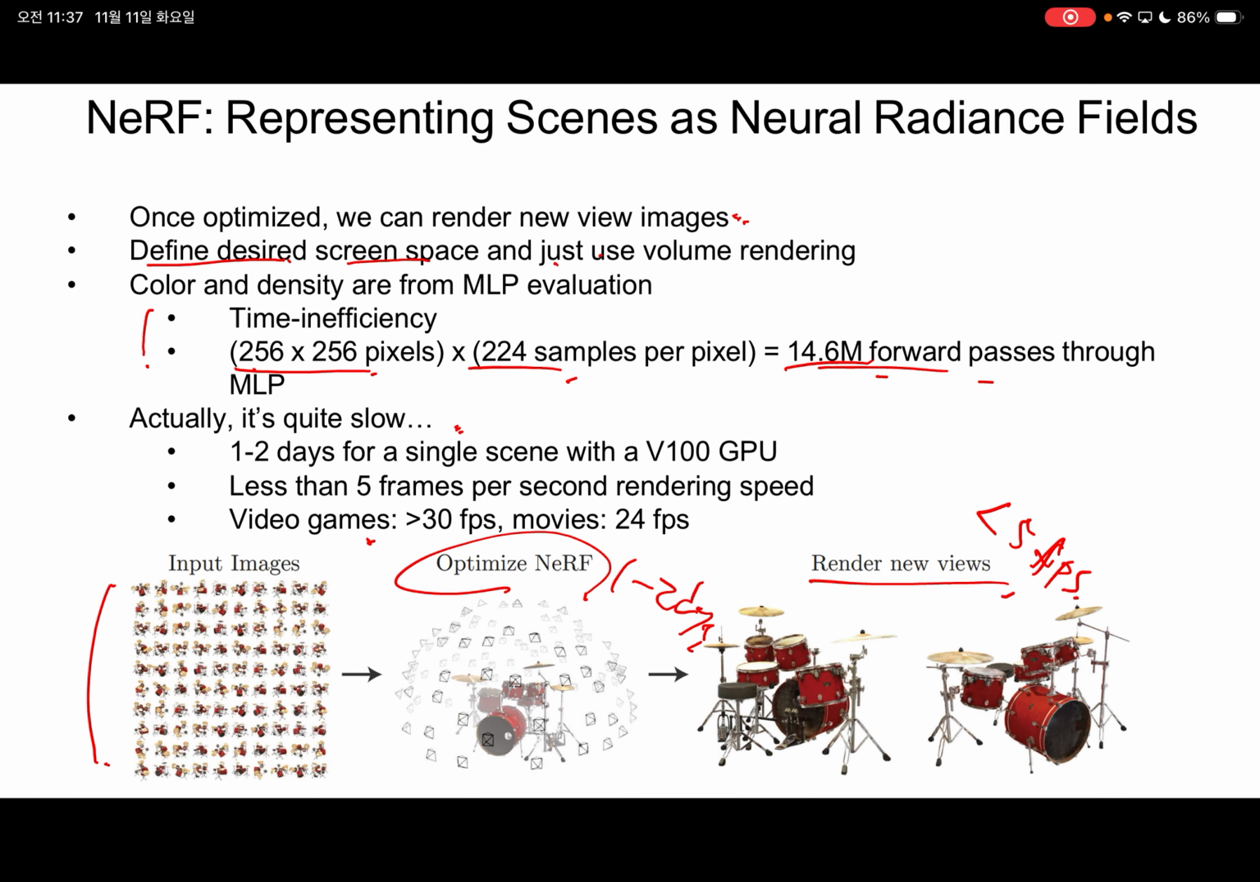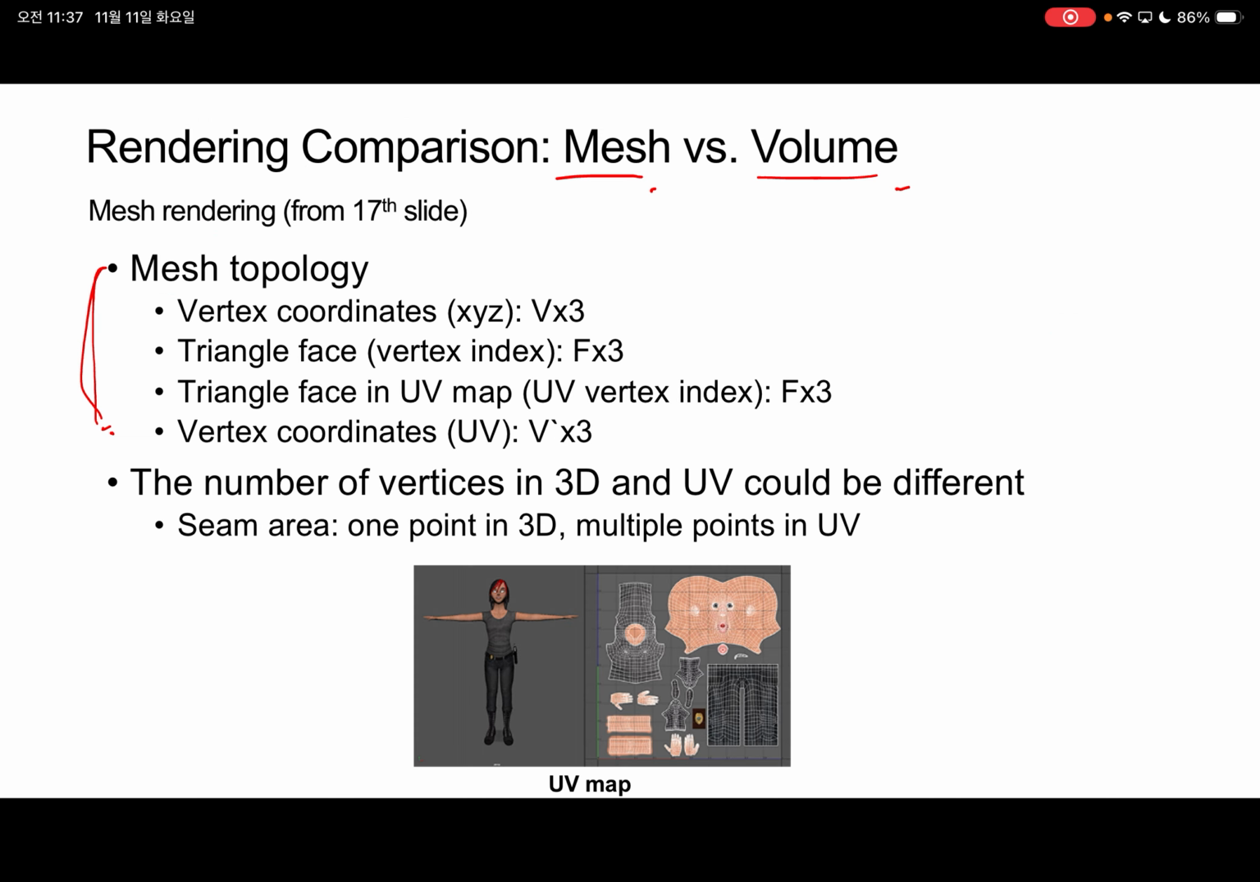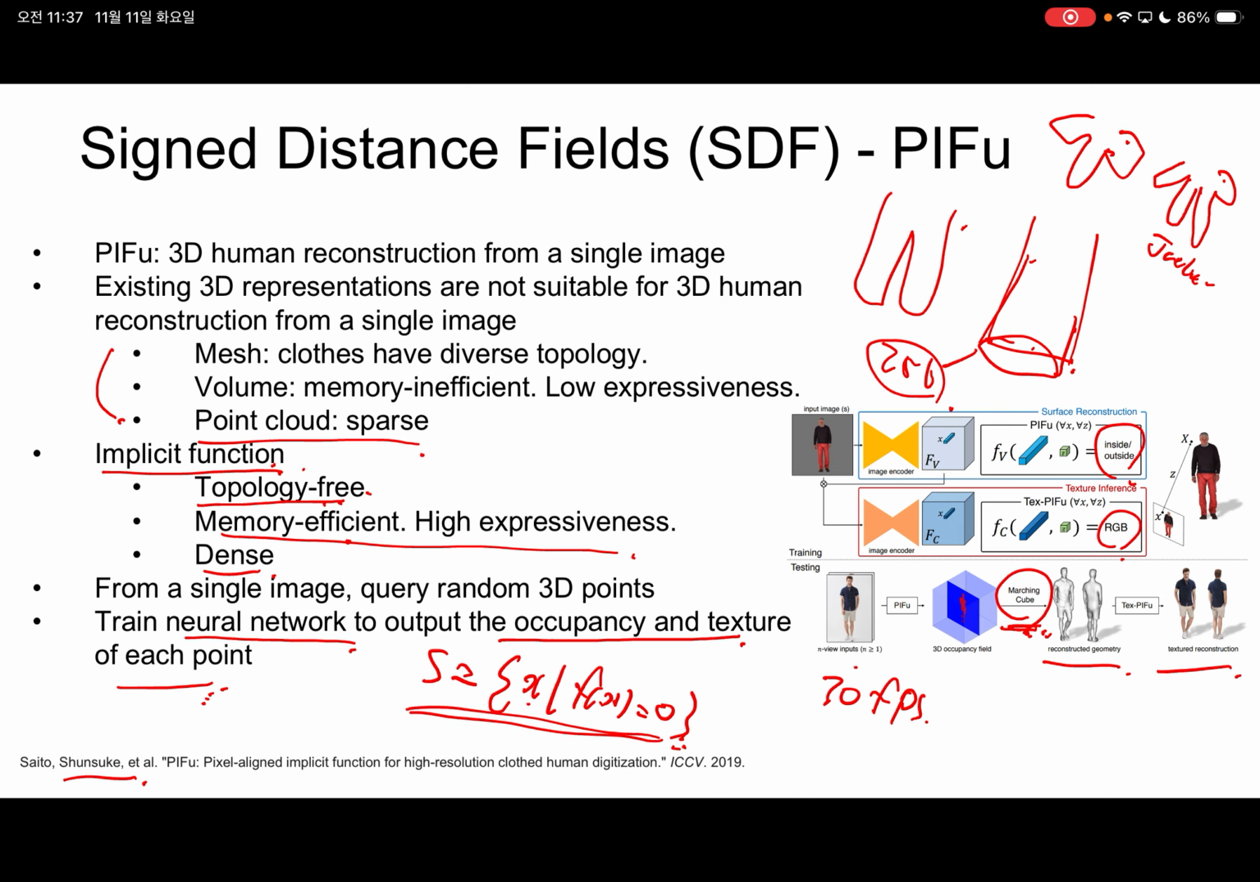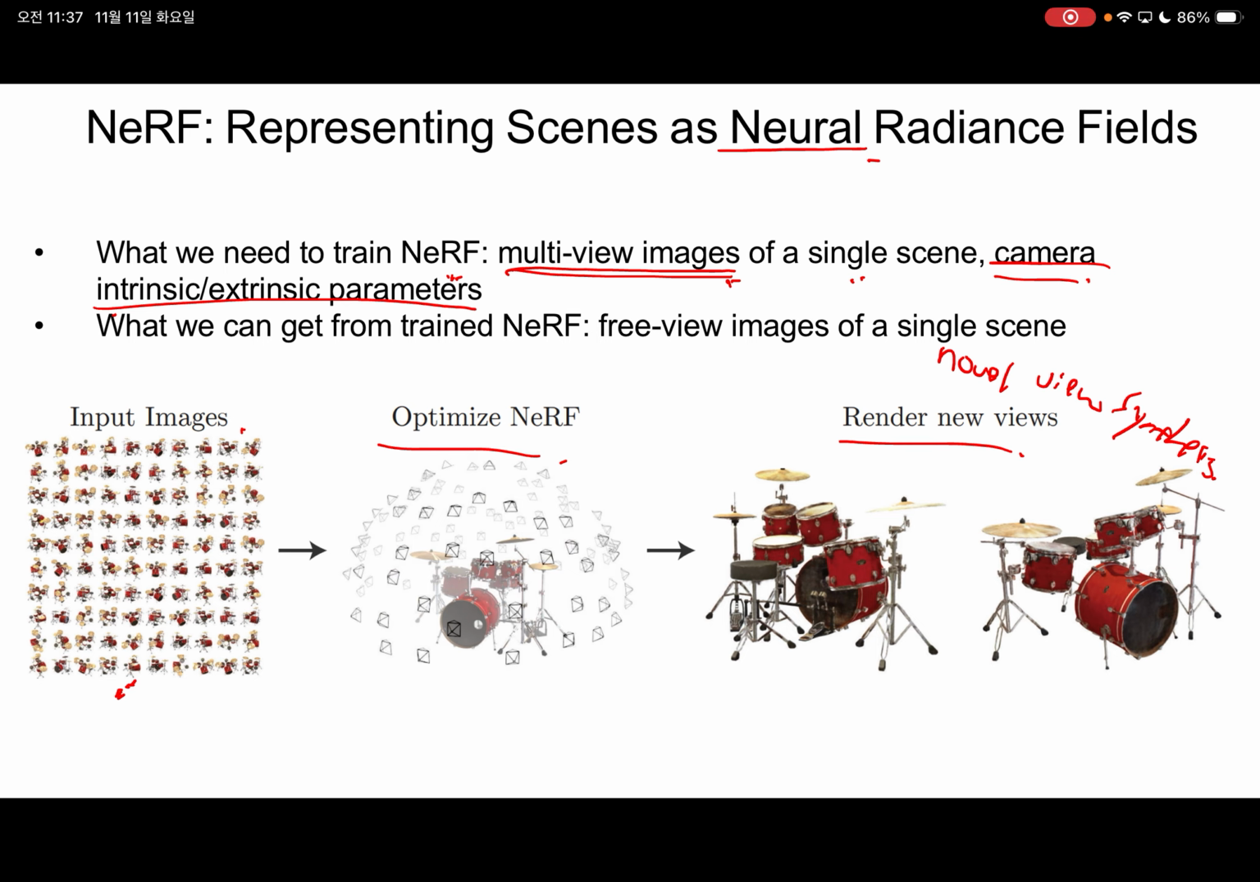One thing is that it is only for a single scene. Because the neural network only takes position and view direction, right? The neural network has no idea about this object; information of this object is not passed to the neural network. Only position and view direction are passed. So it is only for a single scene.